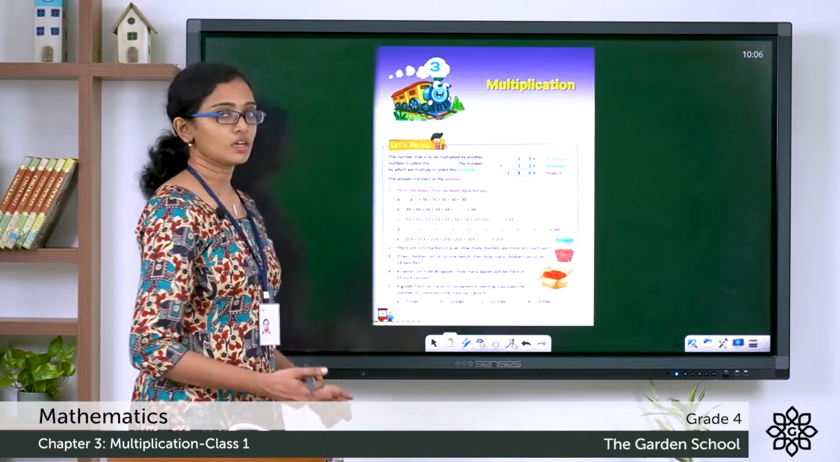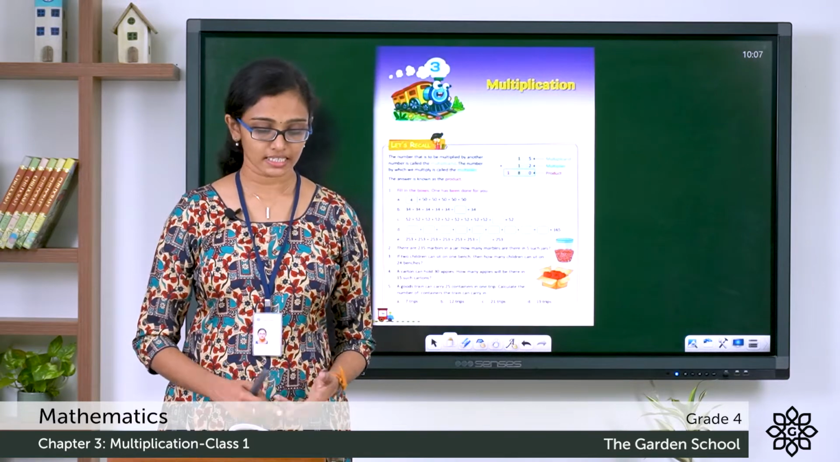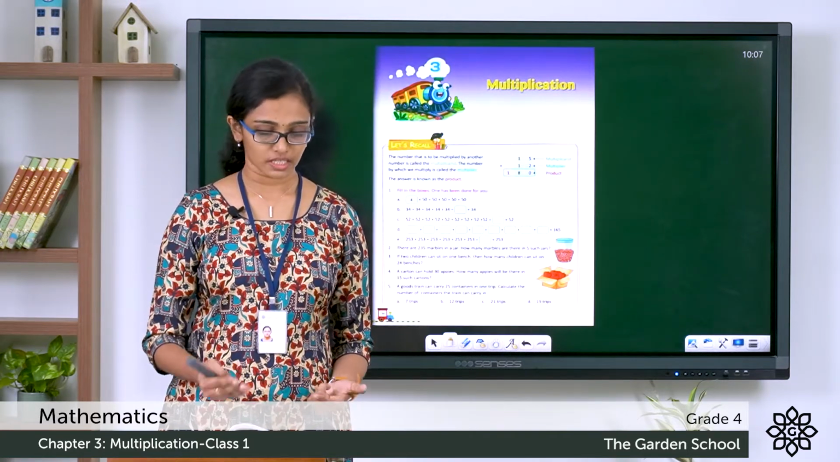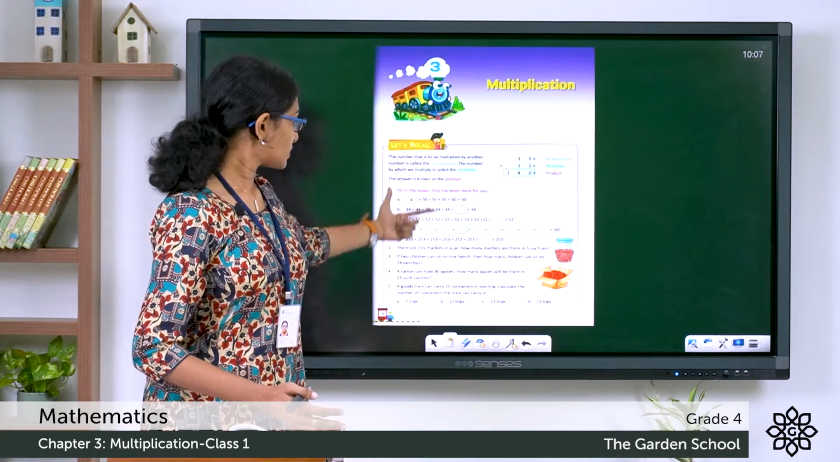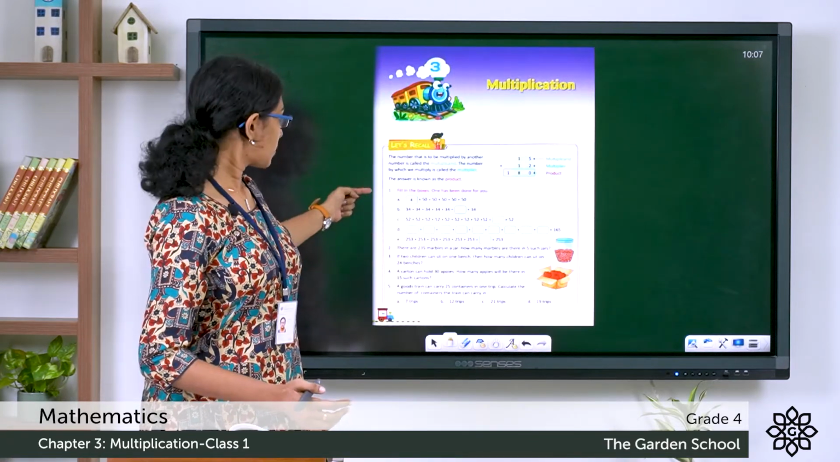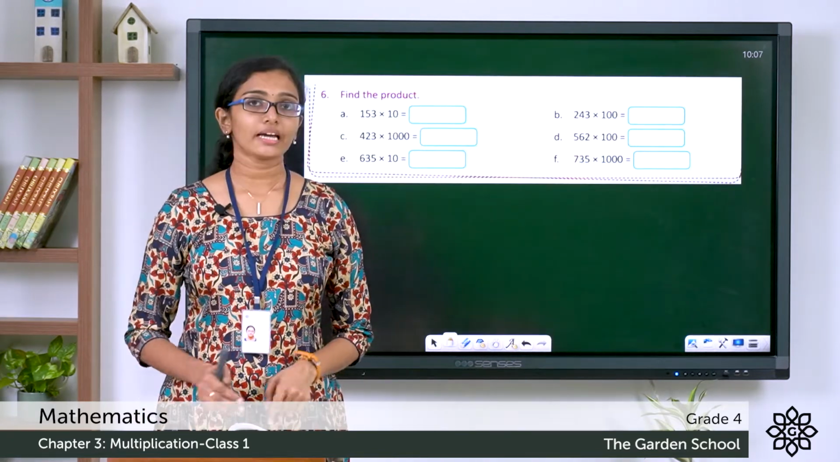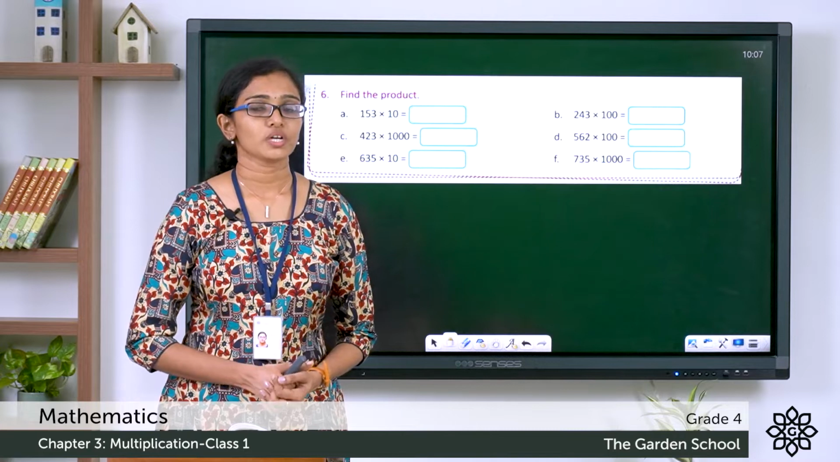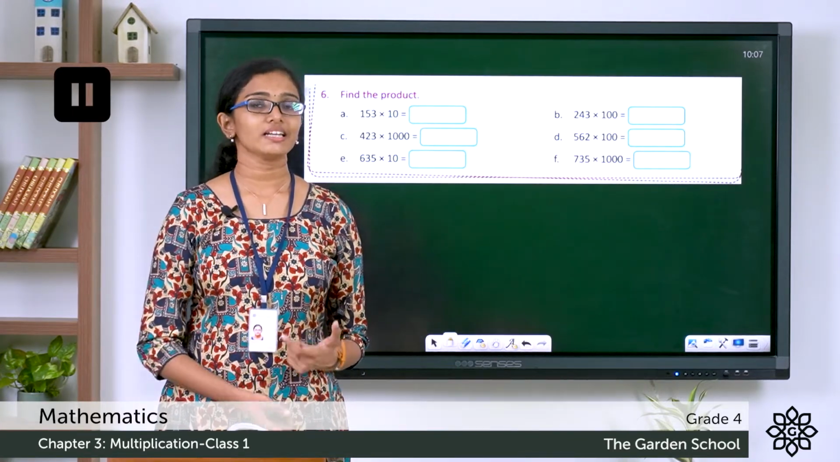Now, all of you have to open your textbook, take page number 36. We can see the first page of chapter 3 multiplication. You see this page? Let's recall. Please go to that page and there are 1, 2, 3, 4, 5 and 6 questions given along with that let's recall page. You have to pause the video, go to the page, work out the questions and come back.